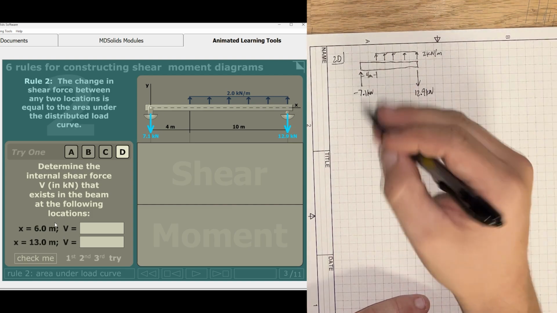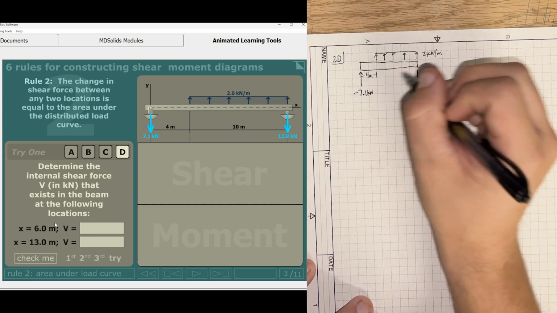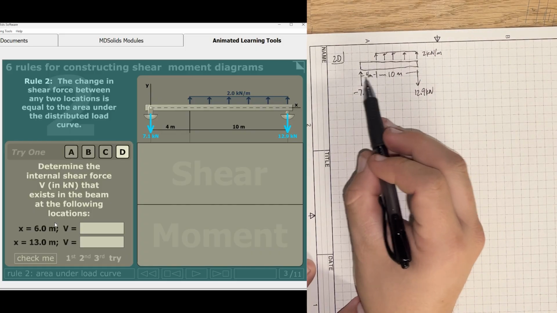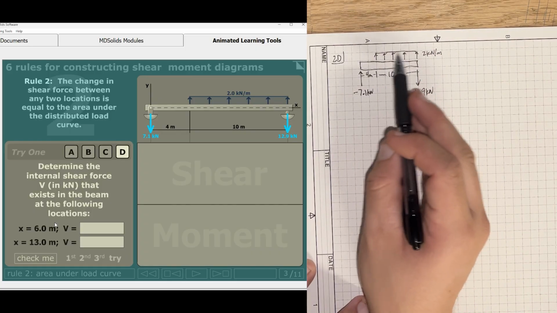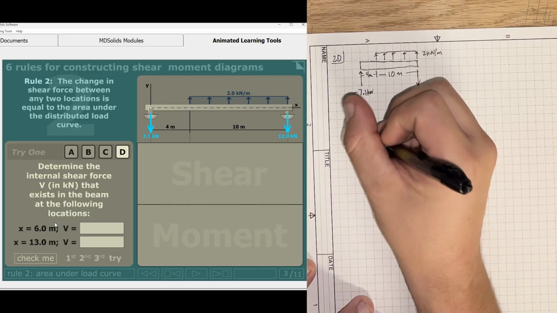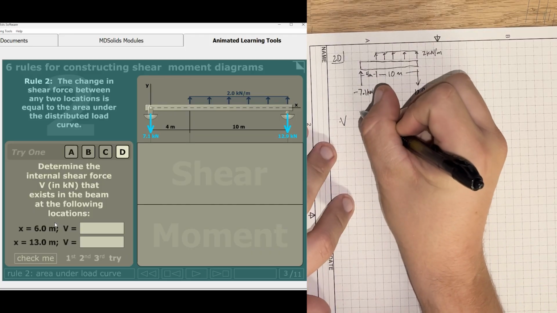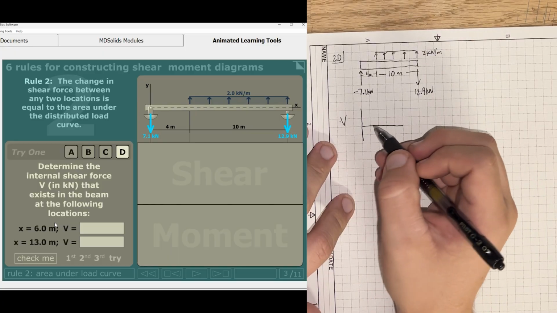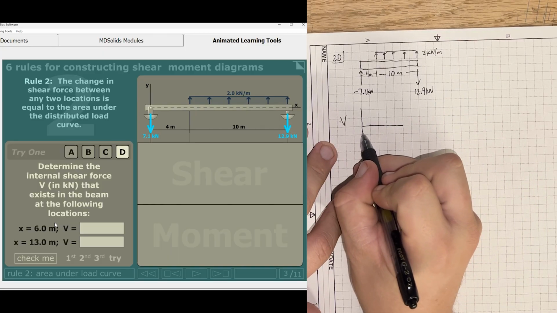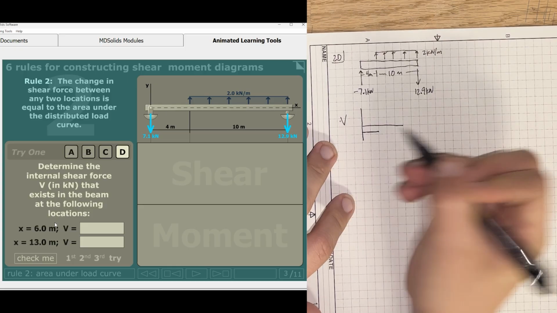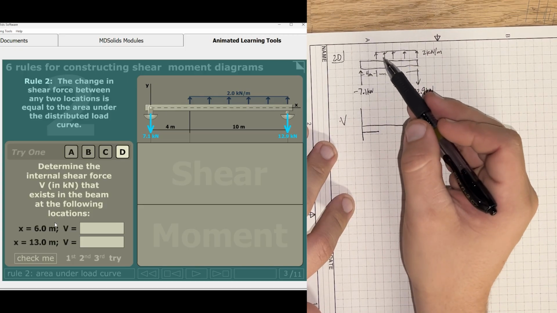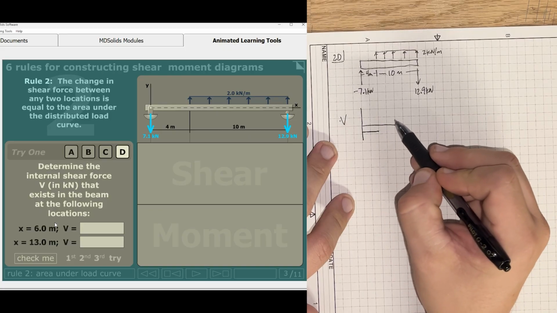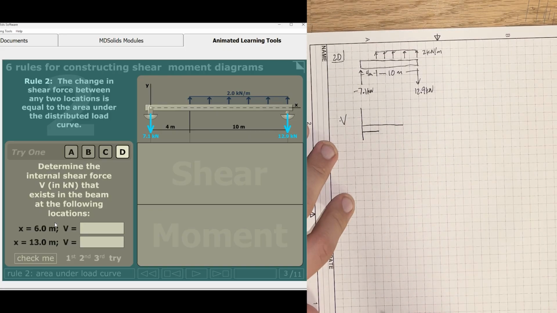Whenever we go through this, for the first 4 meters we're not applying any uniformly distributed load, so our shear diagram is going to start off at negative 7.1, and it stays there up until the 4. At this point we start taking on the load, and so this is going to start moving up with a slope of 2x.